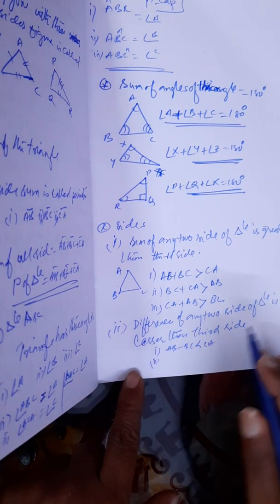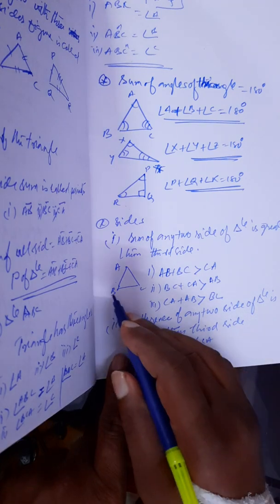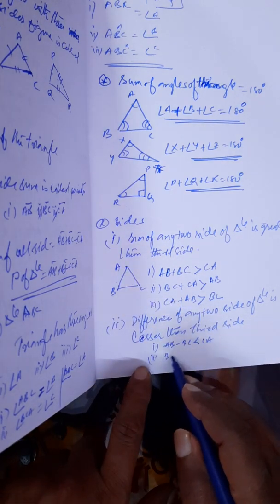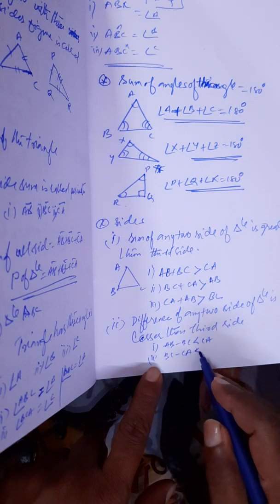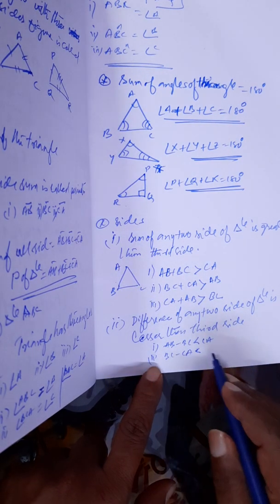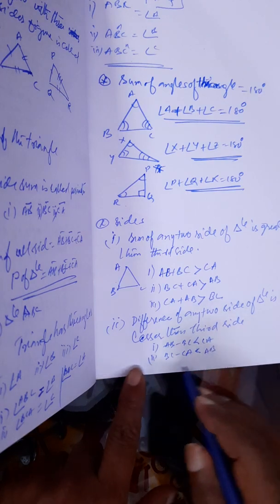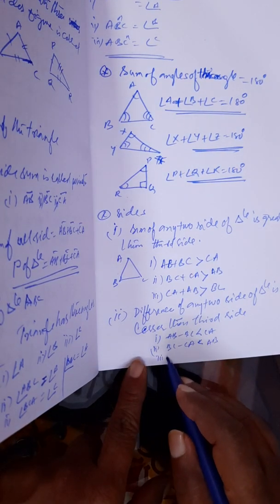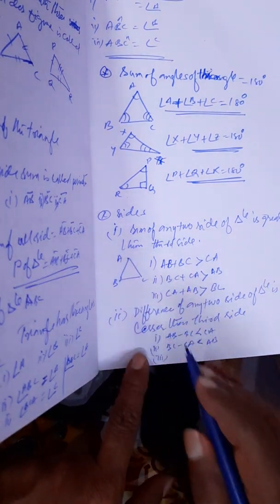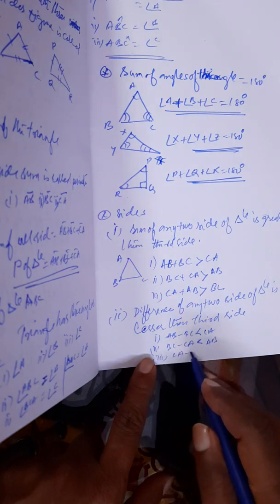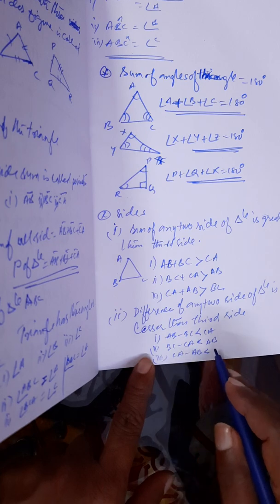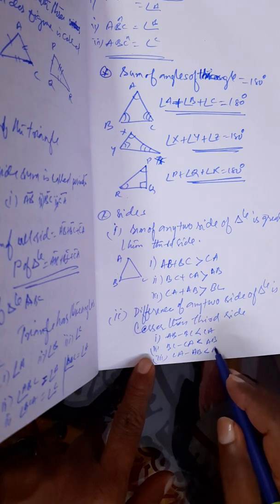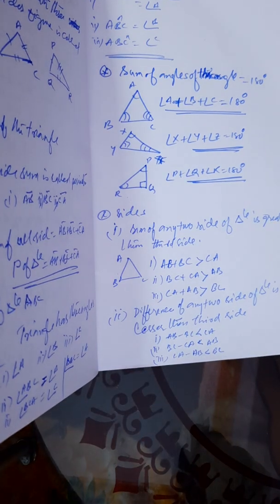If you are writing the difference of this and this, BC minus CA, the answer should be less than AB, or otherwise the last, CA minus AB, the difference should be less than BC. So, these are the 6 conditions for a triangle.